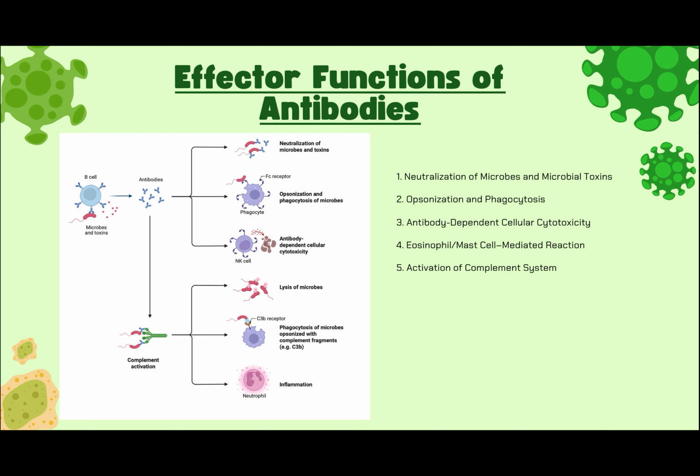And then there's eosinophil and mast cell-mediated reactions, where IgE will bind to parasites and trigger degranulation, which leads to parasite destruction. And then there's activation of the complement system, mainly through IgM and IgG, which activate the classical complement pathway. As can be seen here in the image, the B cell produces those antibodies, and this can lead to neutralization, opsonization, and the NK killer cell causing apoptosis. And then those antibodies can also cause complement activation, and this leads to the lysis of microbes, the phagocytosis of microbes, and inflammation.